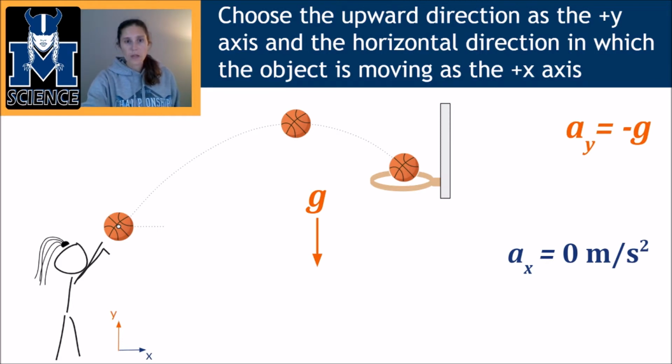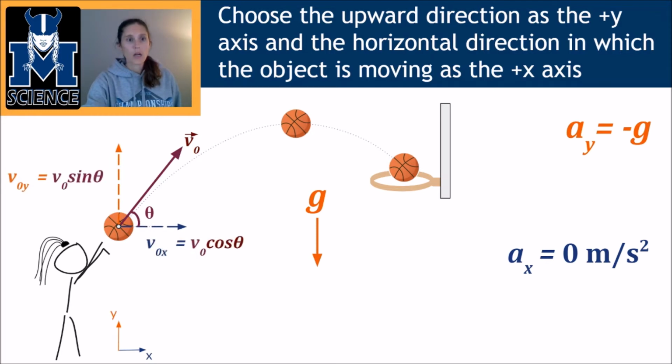Remember, an initial velocity is going to be a vector, so we could explain that initial velocity of the basketball with a magnitude and direction. We could say the vector v has a magnitude v naught, and it's in the direction theta above horizontal, theta degrees above horizontal. Or we could split that vector into its components, an initial y velocity and an initial x velocity using trigonometry.